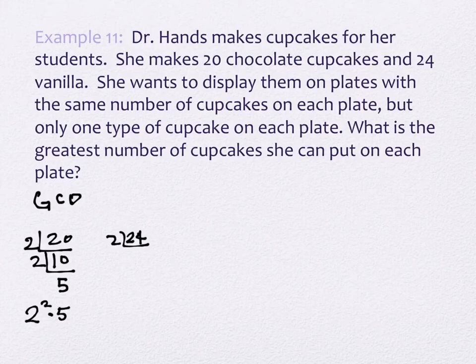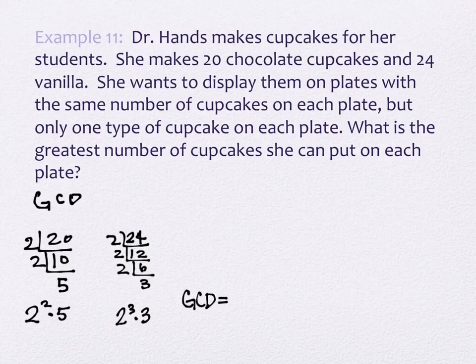24 divides by 2 to give me 12. 12 divides by 2 to give me 6, and then 2 and 3. So I have 2 cubed times 3. Now, when I do GCDs, what I look for is any prime bases that they have in common. So what prime bases do they have in common? Just the 2. And the smallest exponent on the 2s is a 2, so it's 2 squared. So the GCD is actually 4 here.